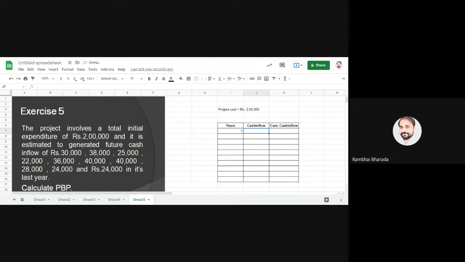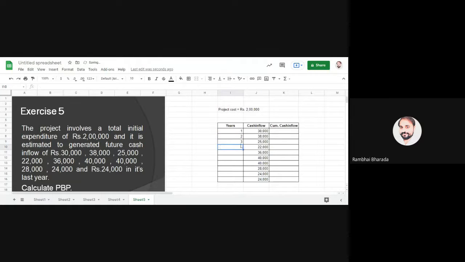First year, the cash inflow for the first year is 30,000. For the second year, cash inflow is 38,000. Then after we have 25,000. Then after we have 22,000. Then after we have 36,000. Then after we have 40,000. Then after again we have 40,000. Then after again we have 28,000. And next we have 24,000. Lastly again we have 24,000.